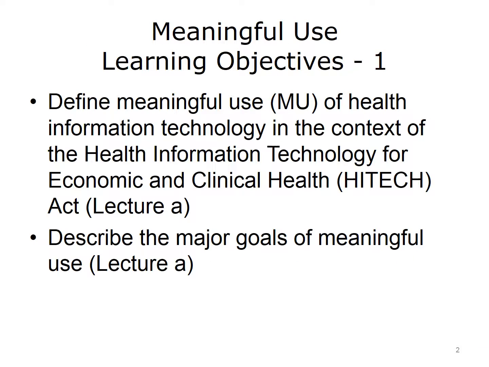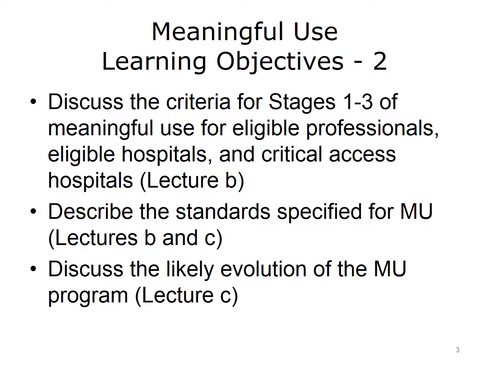The objectives for this unit, Meaningful Use, are to define meaningful use, or MU, of health information technology in the context of the Health Information Technology for Economic and Clinical Health, or HITECH Act. Describe the major goals of meaningful use. Discuss the criteria for stages 1 to 3 of meaningful use for eligible professionals and eligible hospitals. Describe the standards specified for MU, and discuss the likely evolution of the MU program.